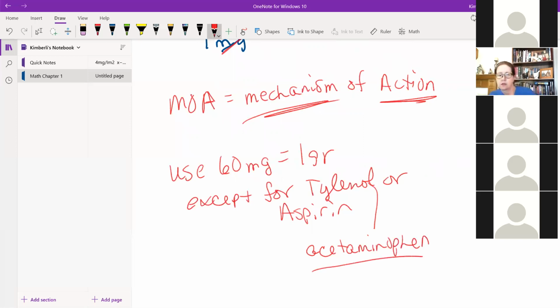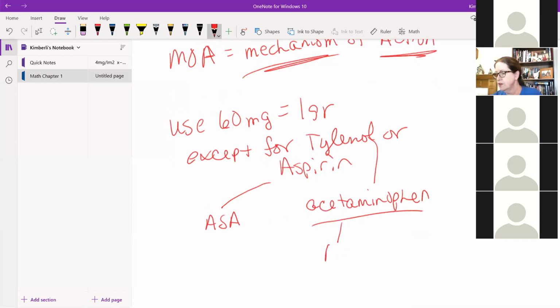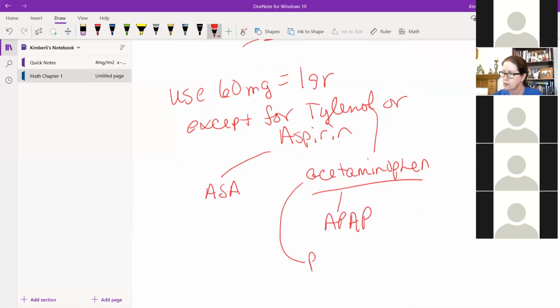Okay, and aspirin has an abbreviation. The aspirin abbreviation is ASA, which stands for acetyl salicylic acid. Acetaminophen is APAP, which stands for its very long chemical name. But in Europe, the generic name is not acetaminophen, it's paracetamol, which I think is interesting, that it would have a different generic name in other countries.